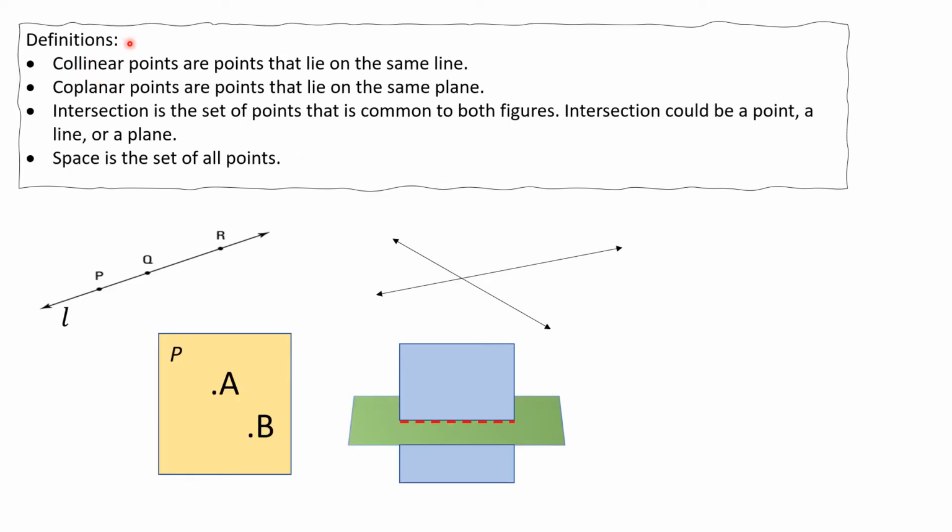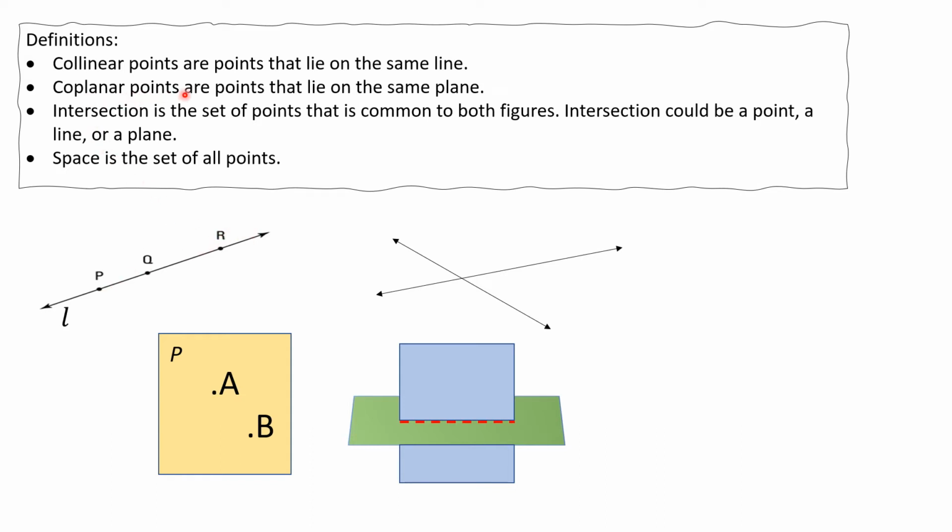Okay, so we have here the definitions. Collinear points are points that lie on the same line. Kindly look at this figure. We have here 3 points lying on the same line. We call them collinear points because these points lie on the same line. Point P, point Q, and point R lie on line L. These 3 points are found on just one line. So we call these collinear points.